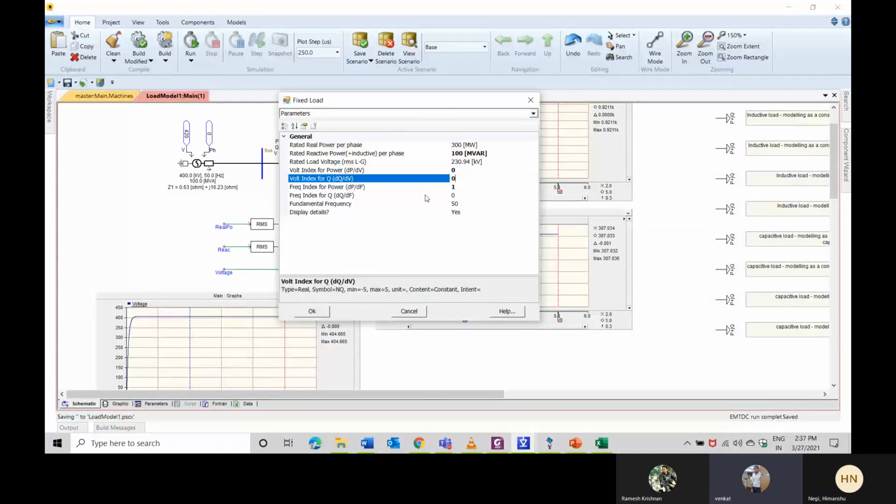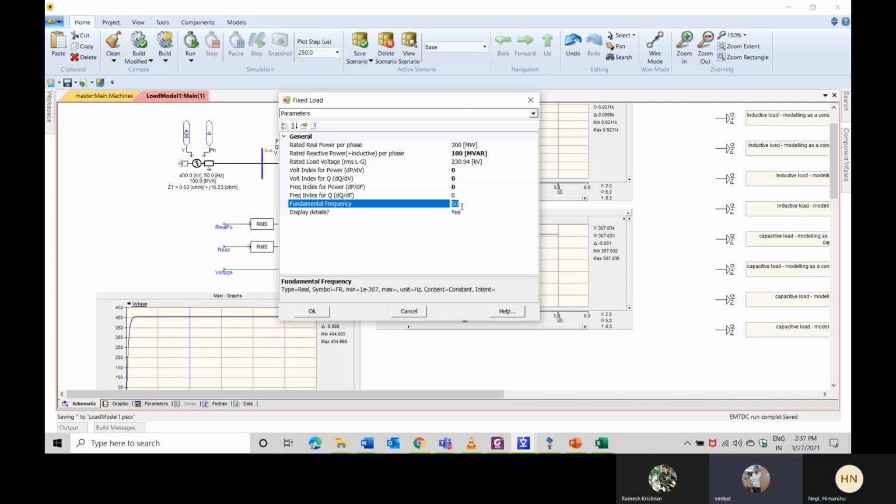Now, since we have not modeled it as a dynamic model, I'm keeping this as 0 itself. Then 0 means constant power load, right? Yes, constant power load.